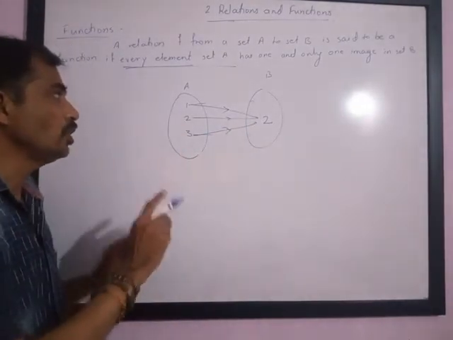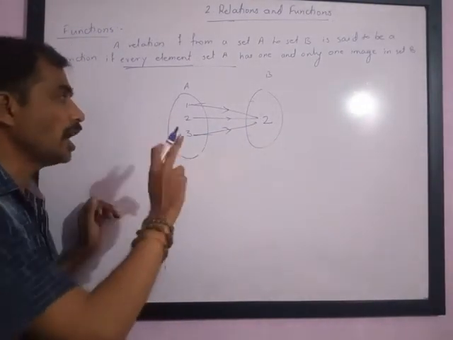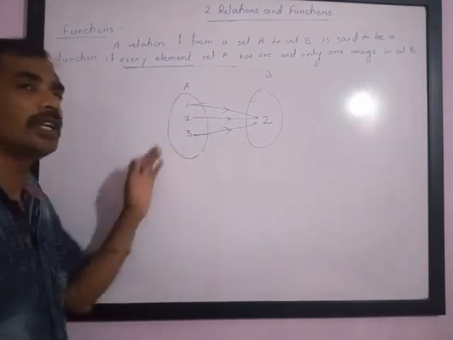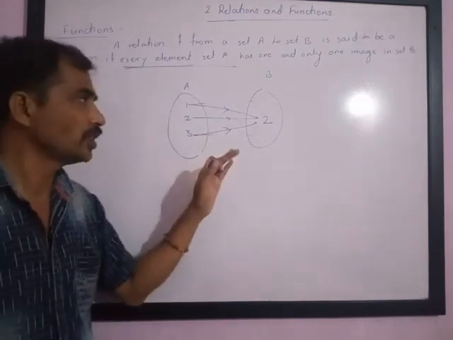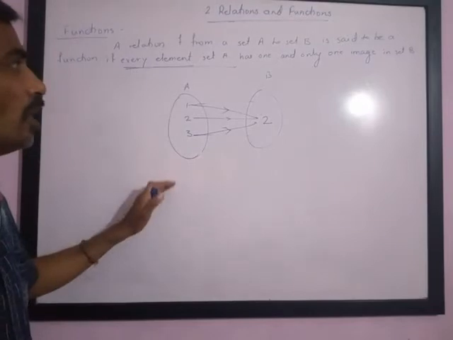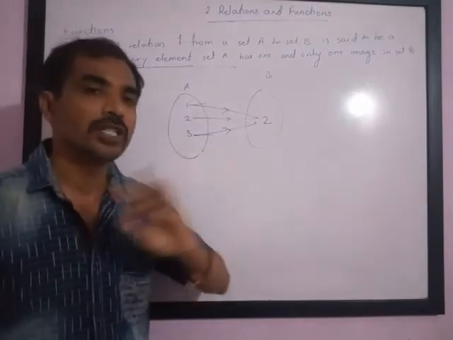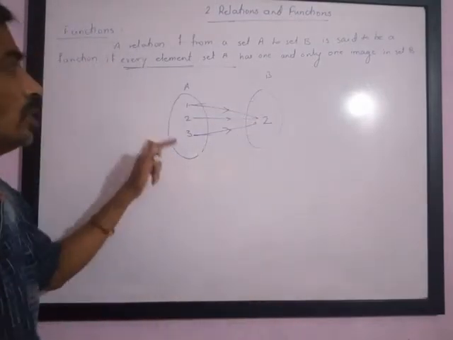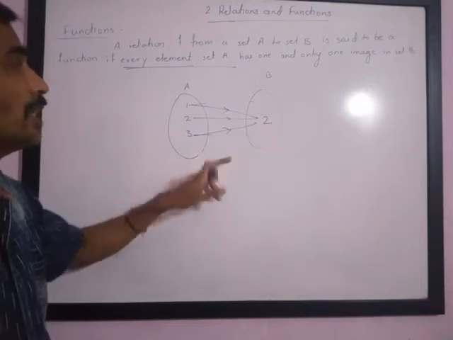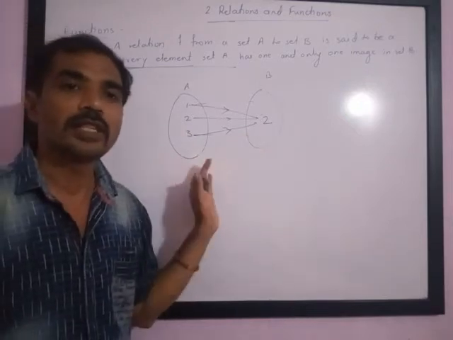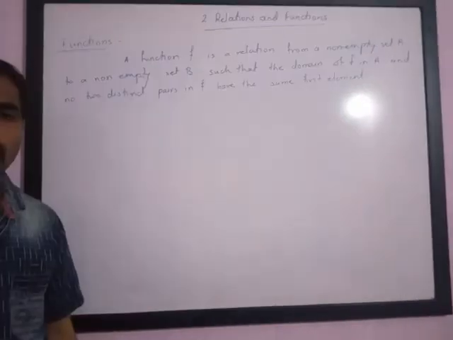I have told you that 1, 2, 3 having the images 2, 3, 4 is a function. Then 1, 2, 3, 4 having the images 2, 3, 4 is not a function. Here 1, 2, 3 having 2 as the image is a function. So we have studied three problems.